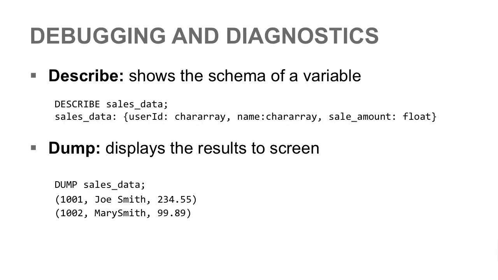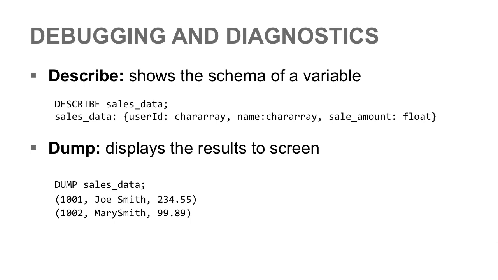One of the things that is great about Pig is that we have great support for debugging and diagnostics. So we have a couple of very useful commands. One is describe, which shows the schema of a variable. So we can say, for example, describe sales data, and we will get the information about the schema. The second is dump. As we are executing our programs, we can sprinkle dump statements in between. And as the program is running, we will see a fragment of our results shown on the screen. And that is very useful.